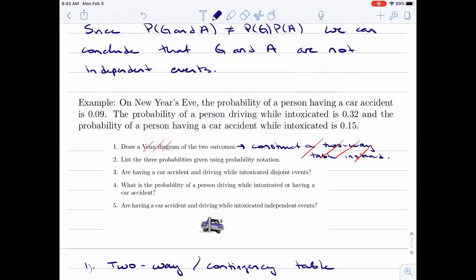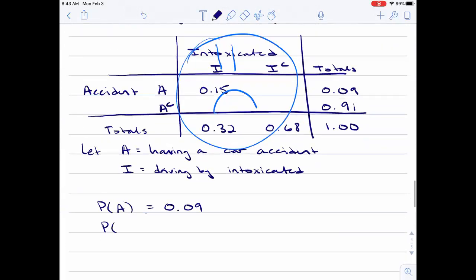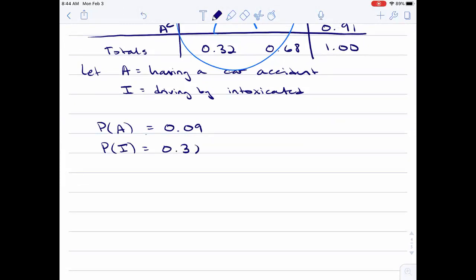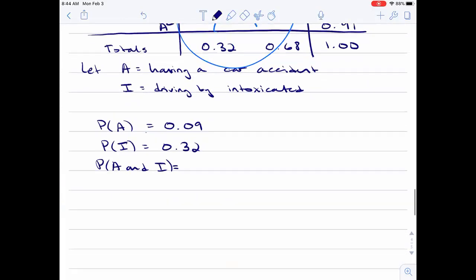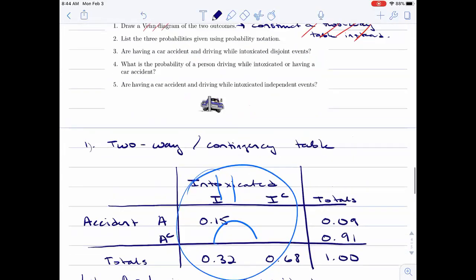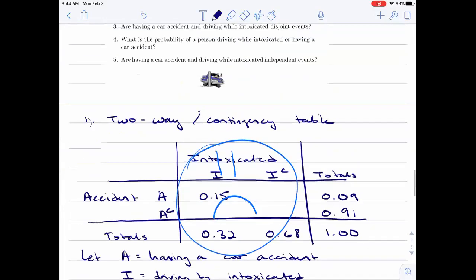List the 3 probabilities given using probability notation. Okay, that one we can do, right? Because we said the probability of A is 0.09. The probability of I is 0.32. And the probability of A and I is the 0.15. Those are the 3 probabilities that we're given. Fine. I admit defeat. So that's question 2. We're kind of skipping question 1.